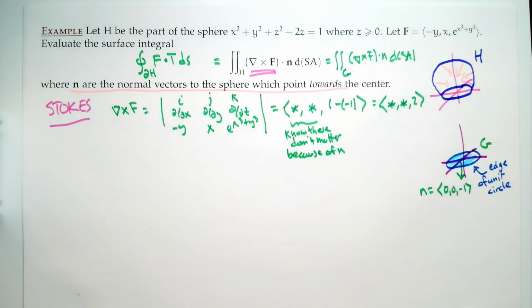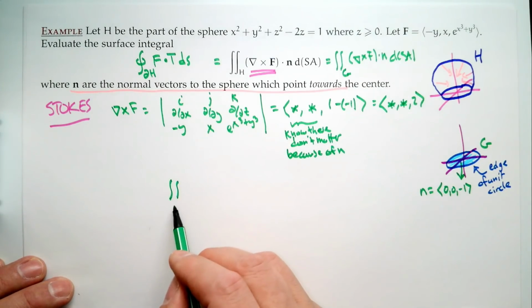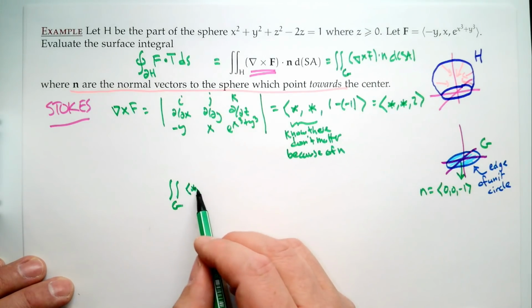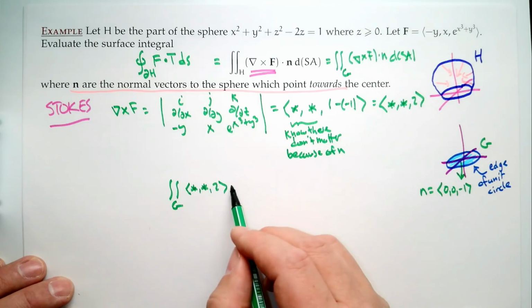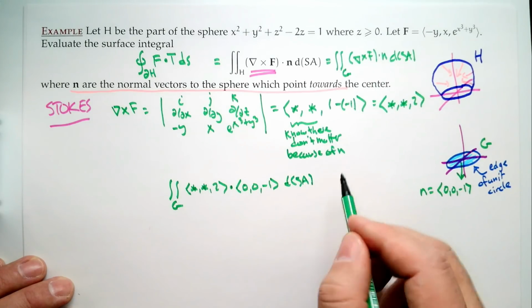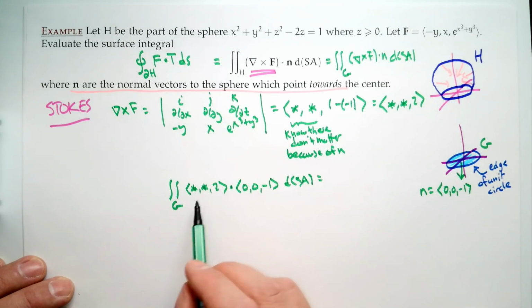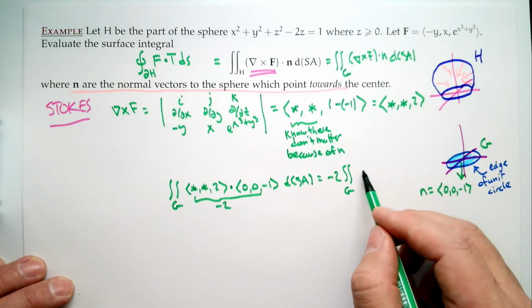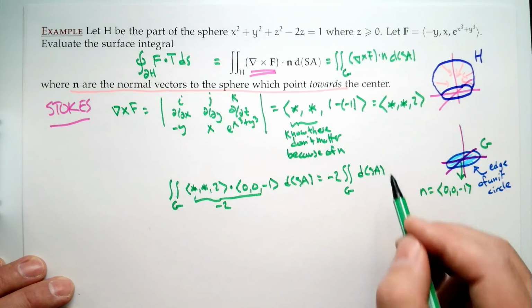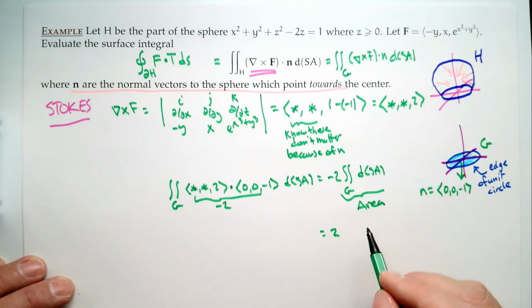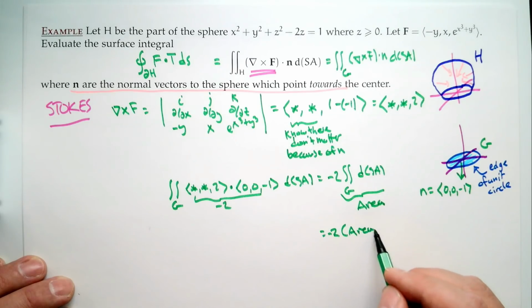All right, well, now we're ready to go. Because what do we have? We can say it's the integral on g of del cross f, which is something, something 2, dot 0, 0, negative 1, dS. Well, that becomes negative 2, and that's a constant. I can pull it out. So that's negative 2 times the integral of dS. Now, if you just integrate dS, that's area. So we get negative 2 times the area of our surface.